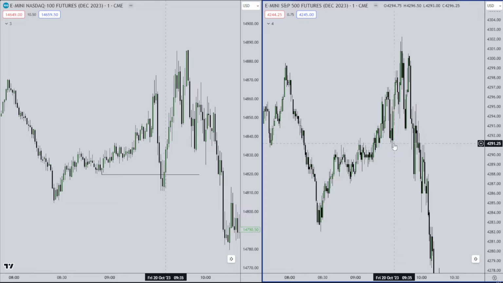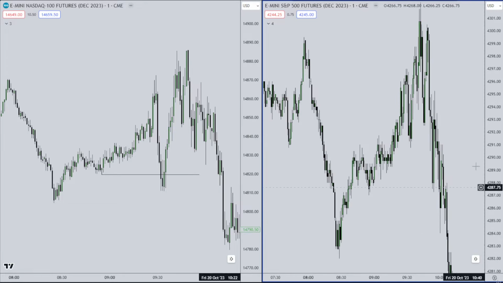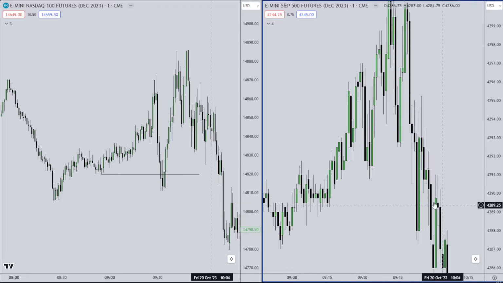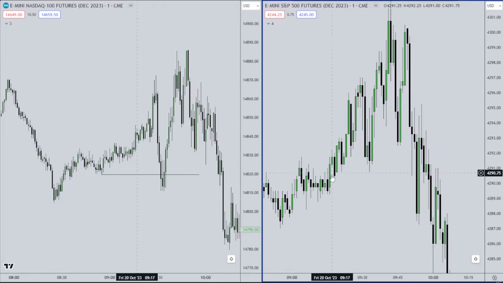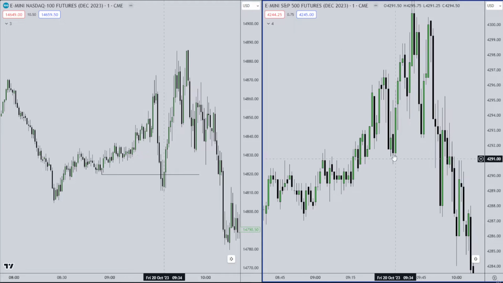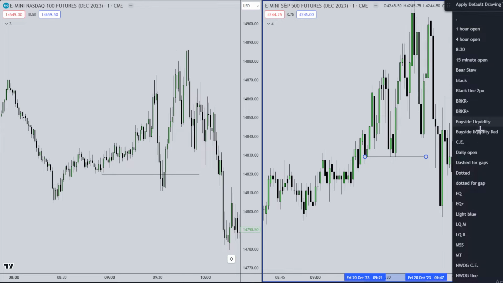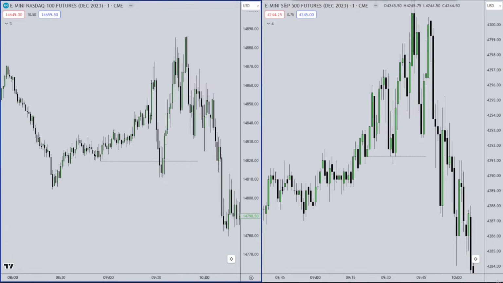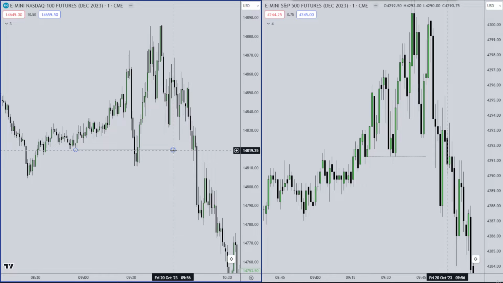But let's see, is ES tapping into a PDA? Yes, right here. ES is tapping into this rejection block, even though it's not the highest probability. I mean, what other PDA are you going to use? It's still a rejection block, just not the highest probability. So ES tapped into this rejection block, but NQ swept this low at the same time. So not even right here, you're not even using any PDA. Okay, this is strictly SMT.